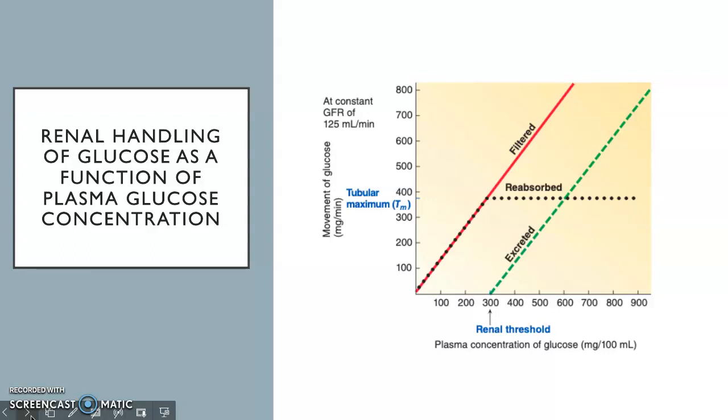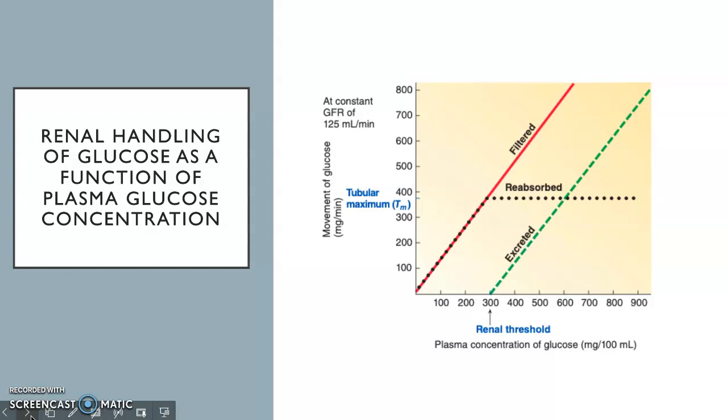At a constant GFR, the quantity of glucose filtered per minute is directly proportional to the plasma concentration of glucose. All the filtered glucose can be reabsorbed up until the tubular maximum, Tm. If the amount of glucose filtered per minute exceeds the Tm, an amount equal to the Tm is reabsorbed, and the rest stays in the filtrate to be excreted into the urine.